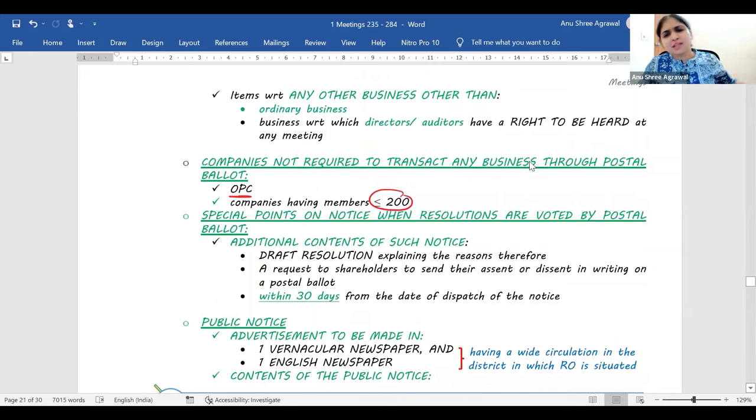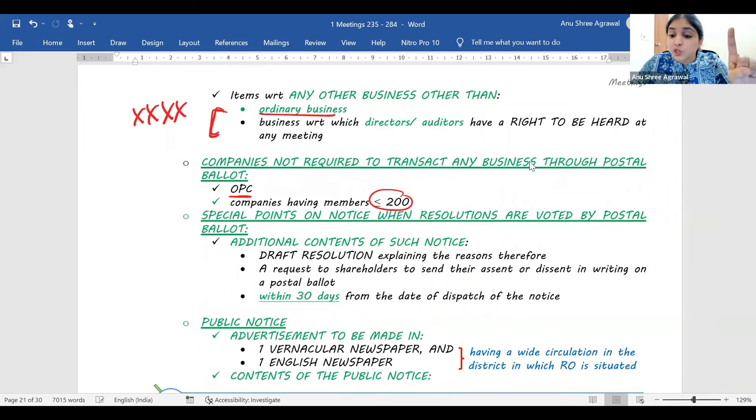What about other matters? Other matters depend upon the company. If it wants, it can do postal ballot. Otherwise, don't do postal ballot. Depends upon the company. But come what may, in these two matters, you cannot do postal ballot.